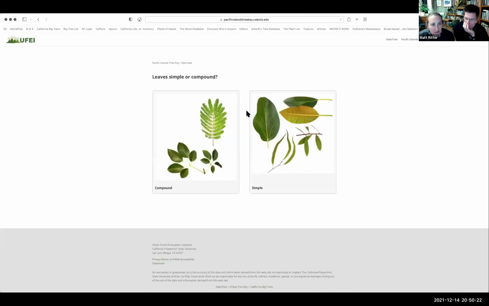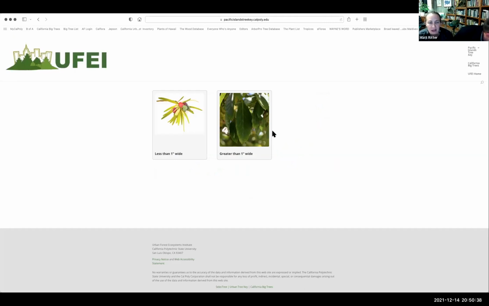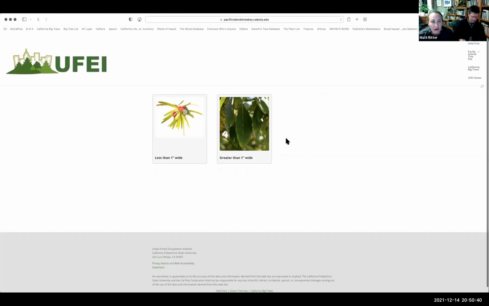And then the question is, are the leaves simple or compound? So is the leaf blade entire, or is the leaf blade divided into leaflets? In this case, it's deeply lobed, but it's still just one blade. And so we're going to say simple leaves. And then now all we have to do is measure.